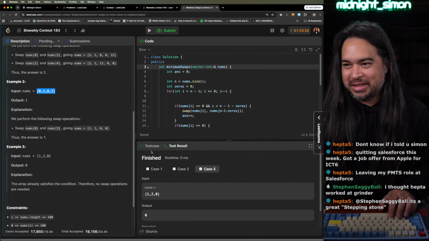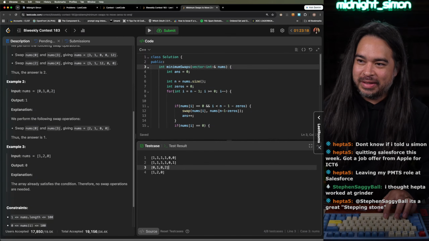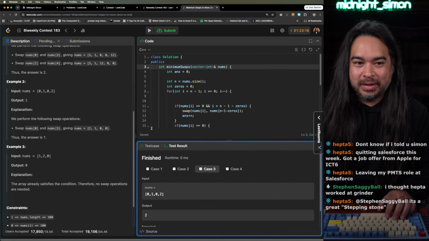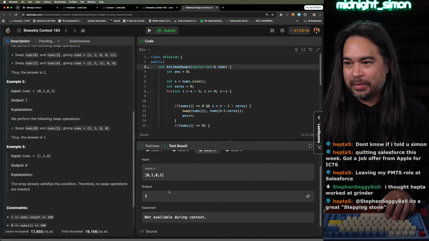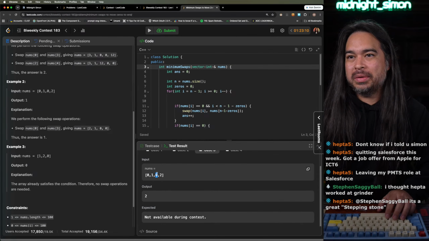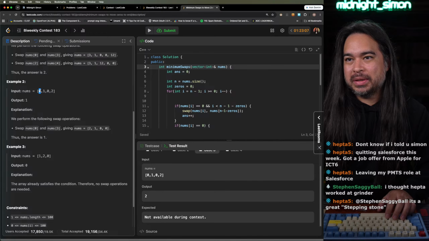I didn't even test examples. I want to say it's 2. Oh, I see. That's because you just swap this one to the end.